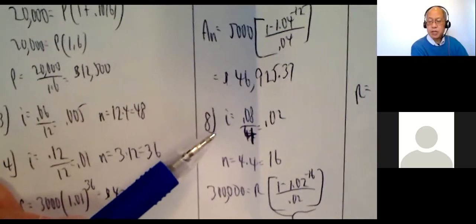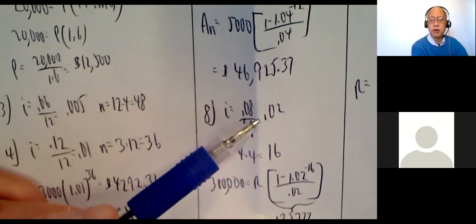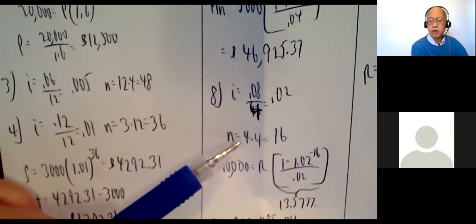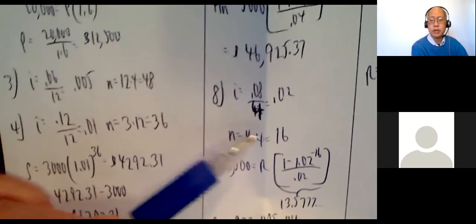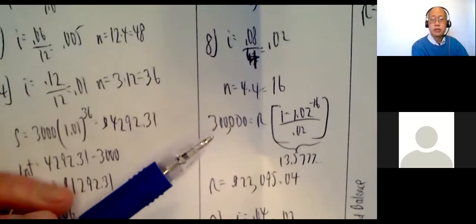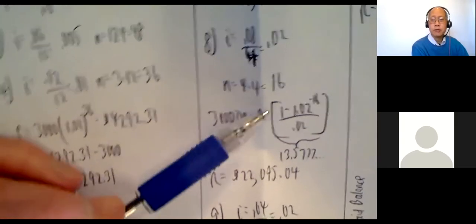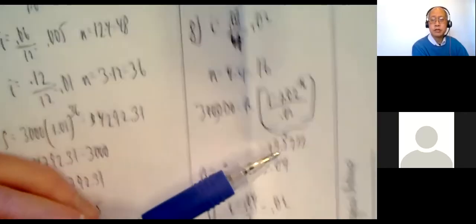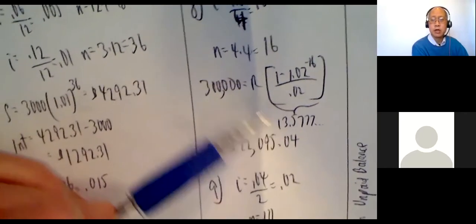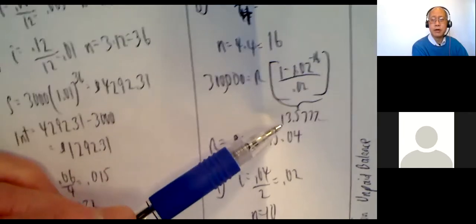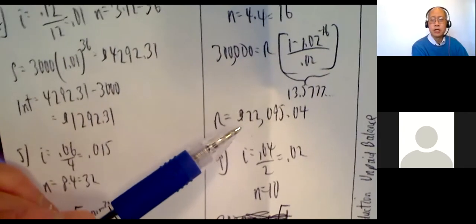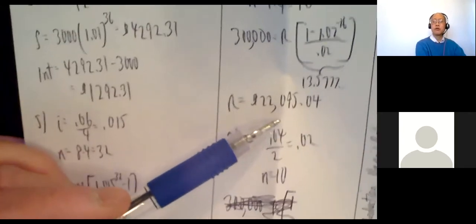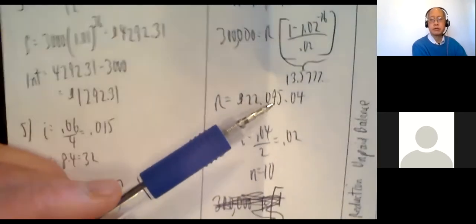Number 8, 8% compounded quarterly divided by 4, 0.02. N is 4 years times 4 times per year, quarterly, 16. So 300,000 is R times (1 minus 1.02 to the negative 16) divided by 0.02. Punch this out, it's about 13.577. So R is 300,000 divided by that 13.577, 22,095.04. Remember, money should always be rounded to the nearest penny.